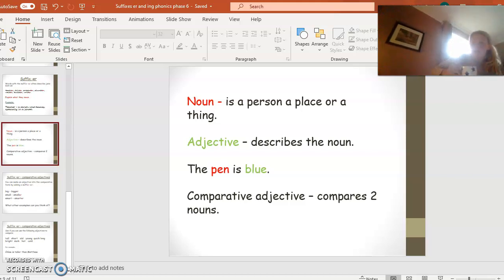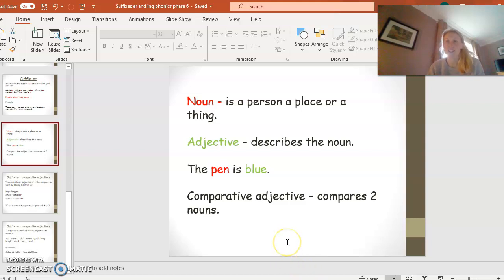Today, in our phonics lesson, I hope you can see me. I can see the light a little bit behind me. We are going to be looking at our suffix again, but we're going to be looking at a comparative adjective.